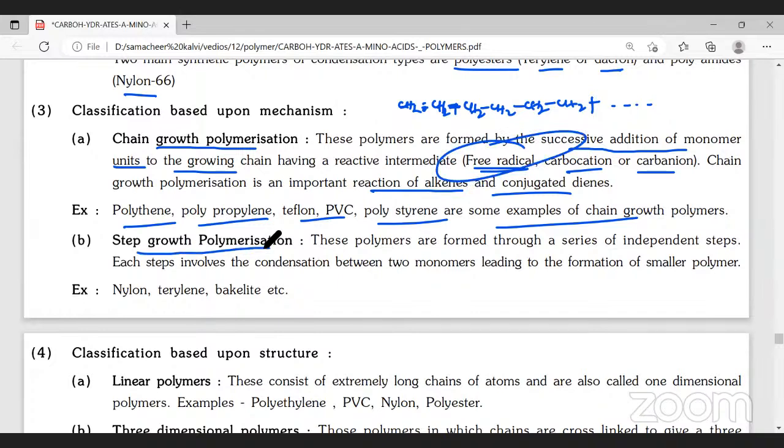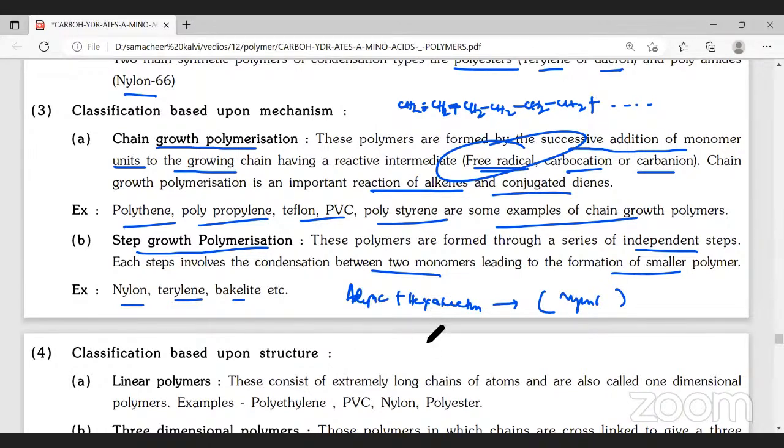Now, next is step growth polymerization. These polymers are formed through a series of independent steps. Each step involves the condensation between two monomeric units, leading to the formation of a smaller polymer, like nylon, terylene, bakelite. See, it is stepwise. One adipic acid plus one hexamethylene diamine forms one unit of nylon 6,6. Likewise, another adipic acid and another hexamethylene diamine form another unit, and they combine. Therefore, it is a stepwise reaction.